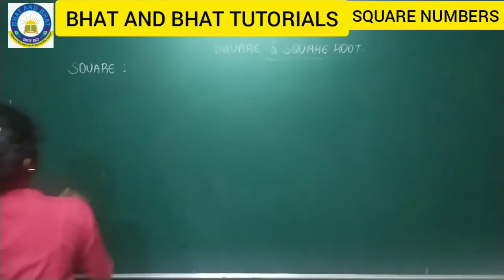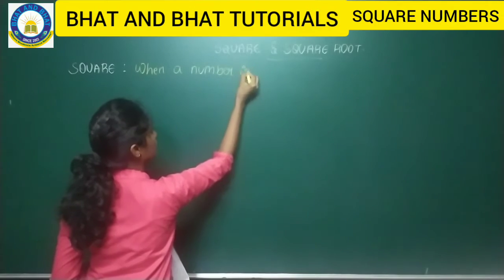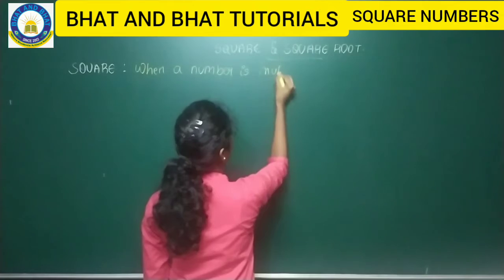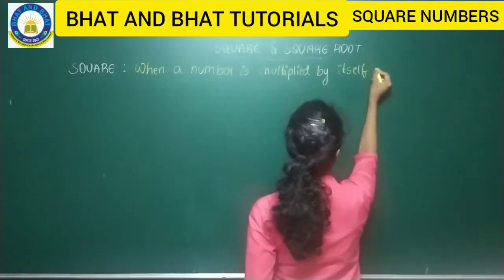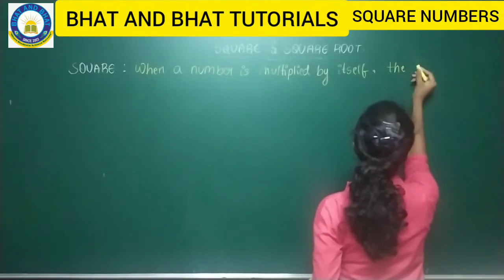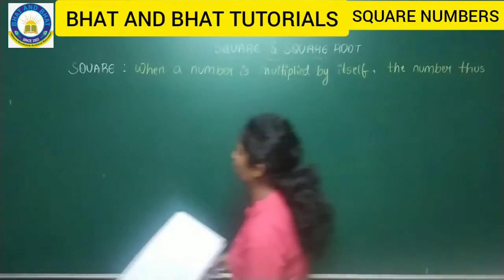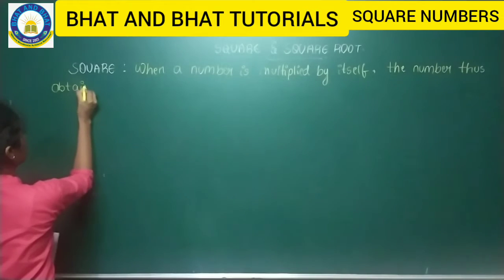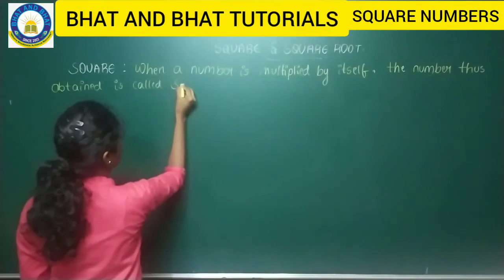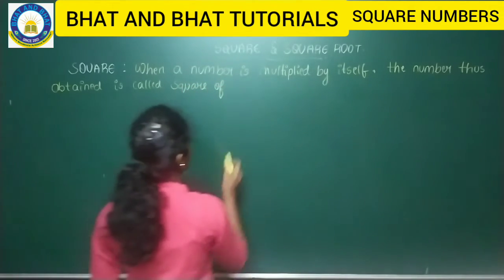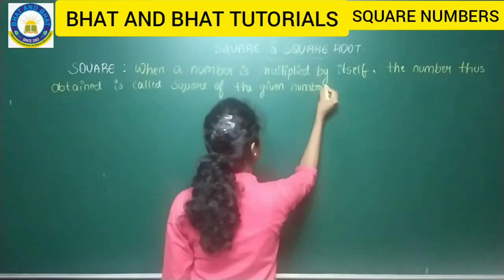So you can take down this. When a number is multiplied by itself, comma, the number thus obtained is called the square of the given numbers. So this is the meaning of square.